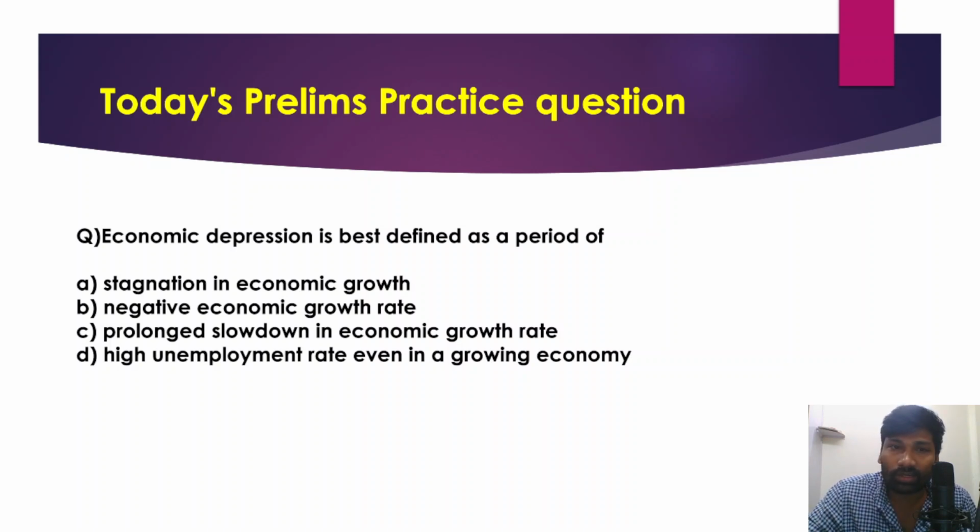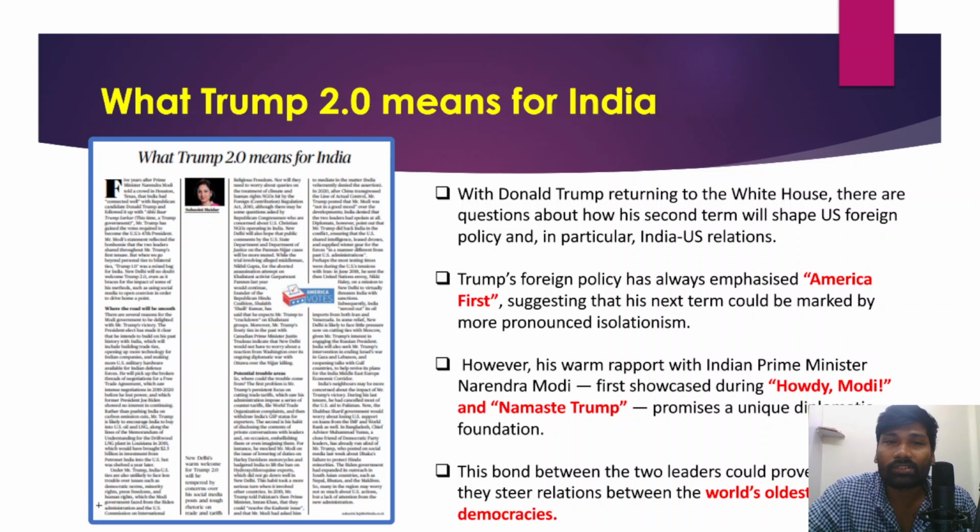Apart from this, we have some important articles for discussion in today's class, and one by one we'll try to discuss all these important articles. The first article, given in the Hindu newspaper, is about Trump 2.0, what Trump 2.0 means for India. We all knew that in the recent elections in the US, Mr. Donald Trump has emerged victorious, and he's going to become the president of America for the second term. And what does it really mean for India?